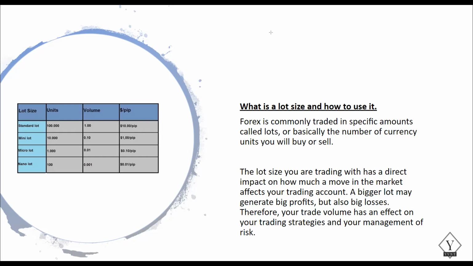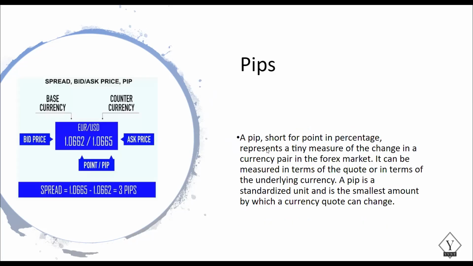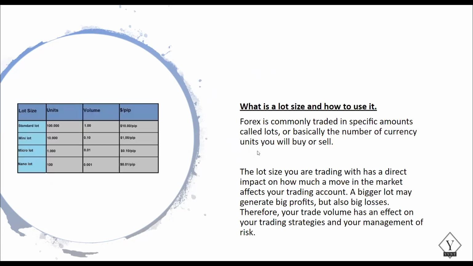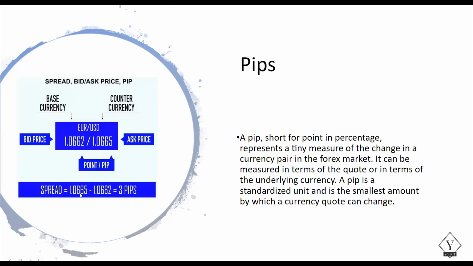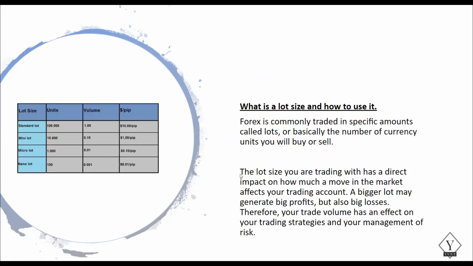So let me just quickly cancel this. A pip measures the change in a currency pair, right? And from this price to this price, we moved 3 pips, right? So now a lot size is an amount of units that you're going to buy from a currency pair, right? There's a nano, there's a micro, there's a mini, there's a standard. They all move in different ways.